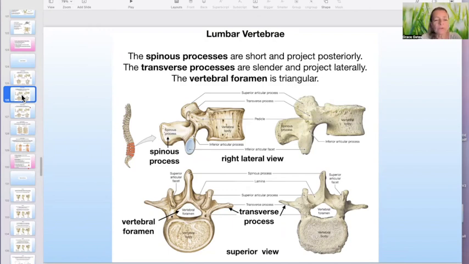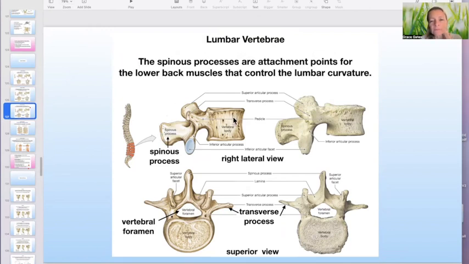So fine. What do you need to identify a single lumbar vertebra? Again, this is something that you do on a lab exam. Well, really just the chunky, thick body and the short, stumpy spinous process is enough to help you identify a lumbar vertebra. The spinous processes are attachment points for the lower back muscles that control the lumbar curvature.